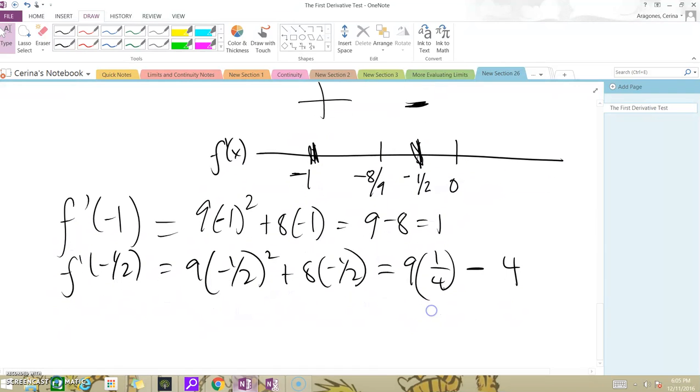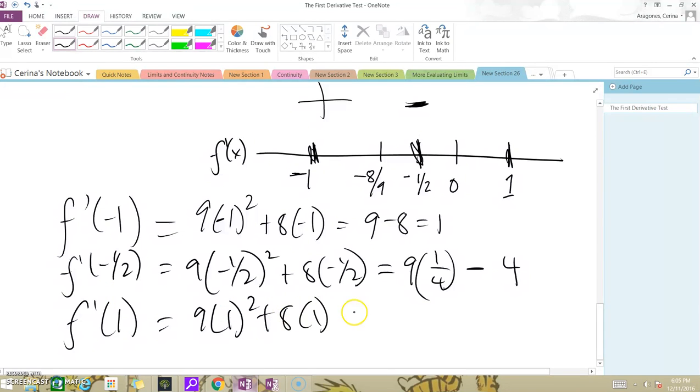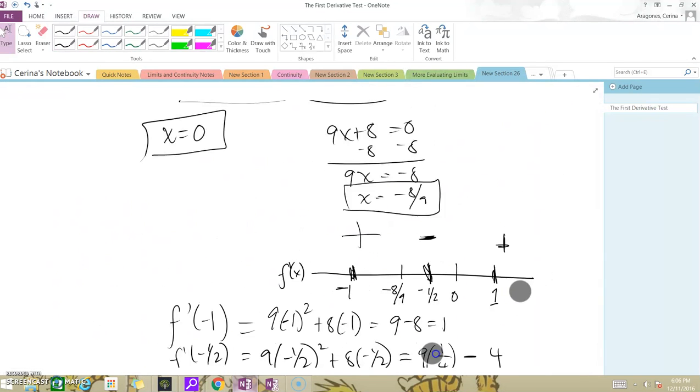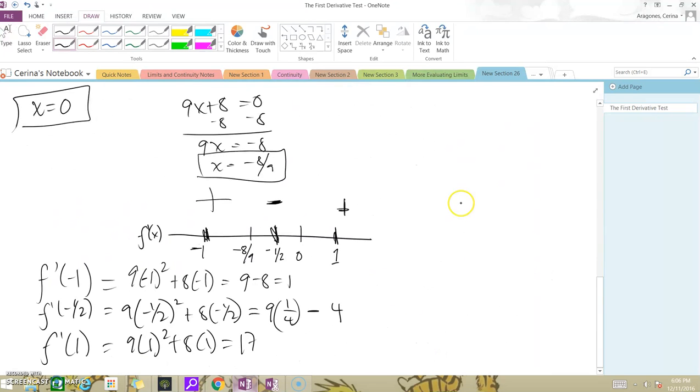And then lastly, what happens after 0? So let's pick 1. F prime of 1 is equal to 9 times 1 squared plus 8 times 1 equals 17, which is a positive number. So indeed, we switch signs. At negative 8 over 9, we go from positive slope to negative slope, so it's a max. At 0, we go from negative slope to positive slope, so that's a min. So we have a local max at x equals negative 8 over 9.